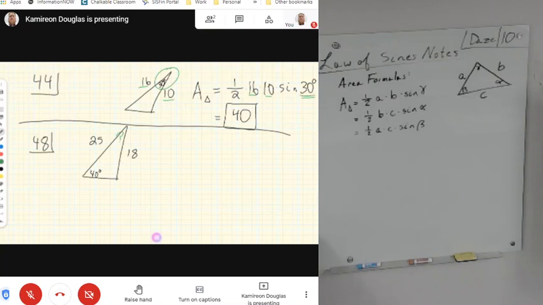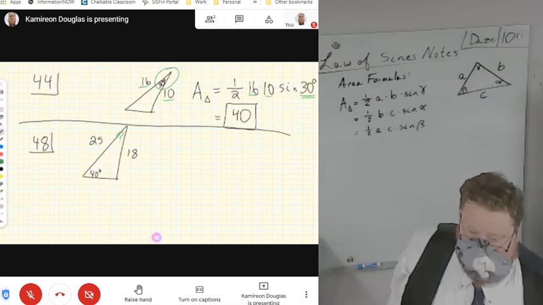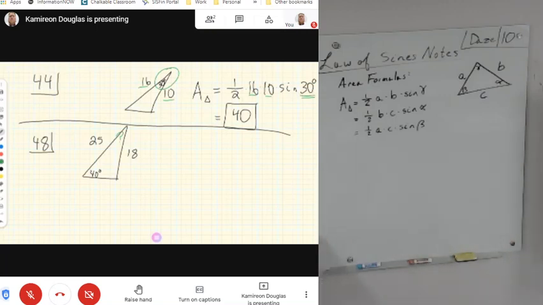So, let's take a look at what is missing. I want to find that missing angle. Like I said, the formula is very simple, plug and chug, as long as I have the correct three pieces. If I don't have those correct three pieces, I may need to make some modifications first.